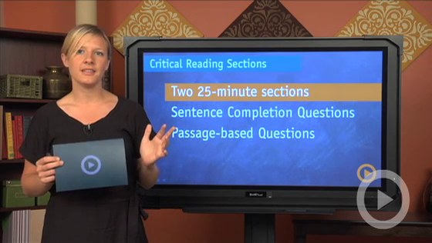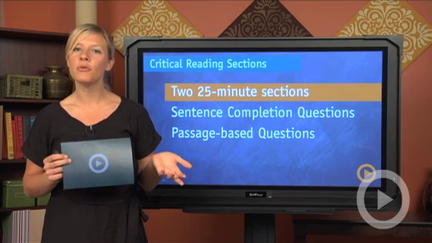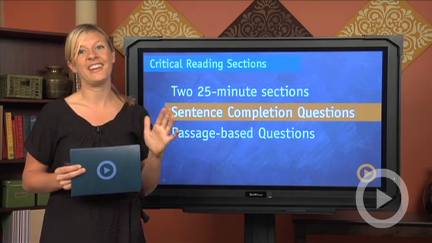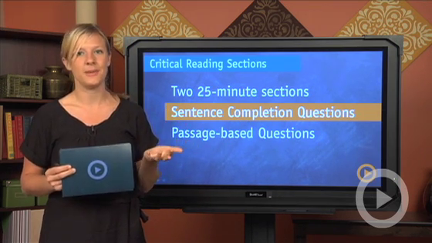As I mentioned before, the critical reading section has 2 25-minute sections. This is sort of like the SAT. On the SAT, you're going to have a few more sections, maybe 3 or 4. In the critical reading section, there are 2 types of questions. The first are sentence completion questions. They're a lot shorter and easier, some people say, than the passage-based questions.